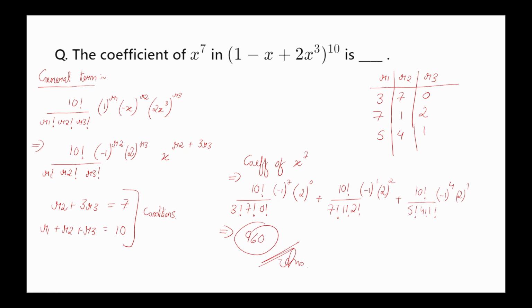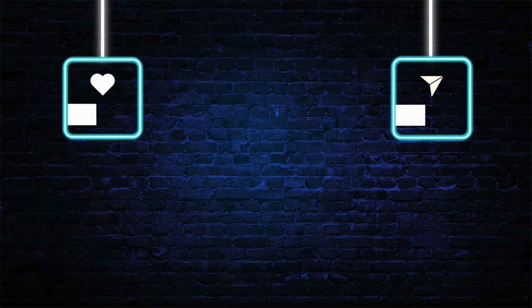So this is how you are supposed to solve questions of multinomial theorem. Try to first find out the conditions that the question is asking you to, then find out cases that can satisfy the conditions that you've just found out. The sum of all those cases would become your answer. So this is how you are supposed to solve.